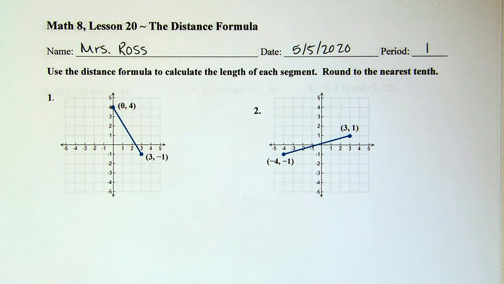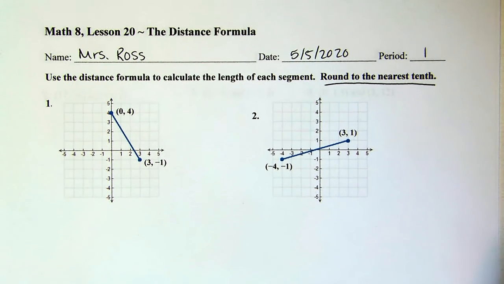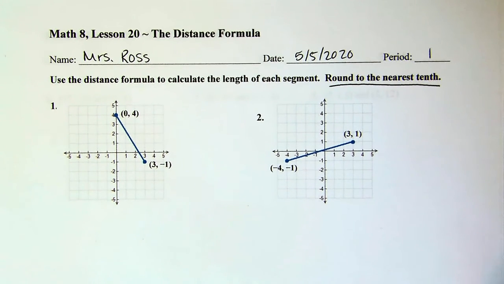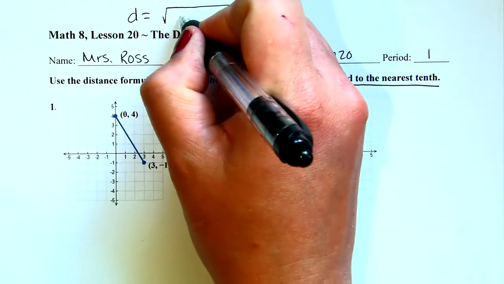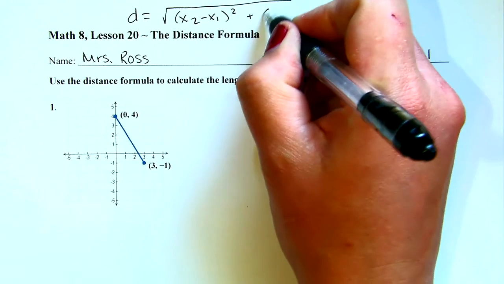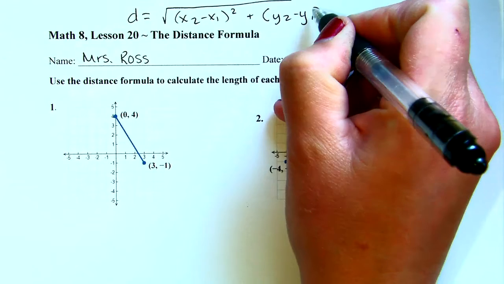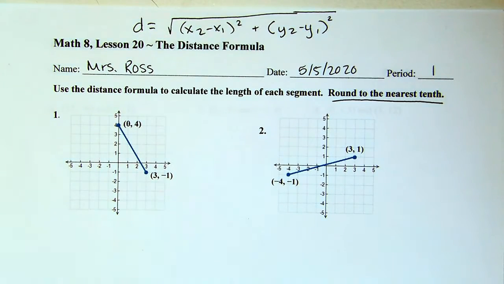Next, it says, use the distance formula to calculate the length of each segment, round to the nearest tenth. So we're going to need to make sure that once again, we round to the nearest tenth. Now before we get started, I'm going to write our equation at the top. D is equal to the square root of (x2 minus x1) in parentheses squared plus (y2 minus y1) in parentheses squared. Okay? We always want to make sure that we're writing down those formulas.